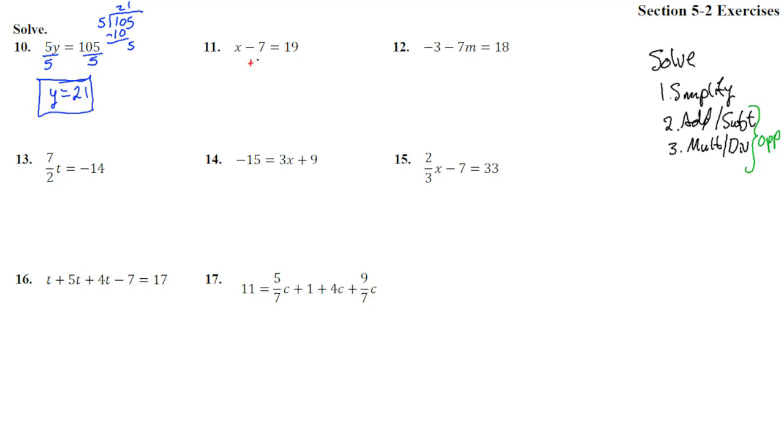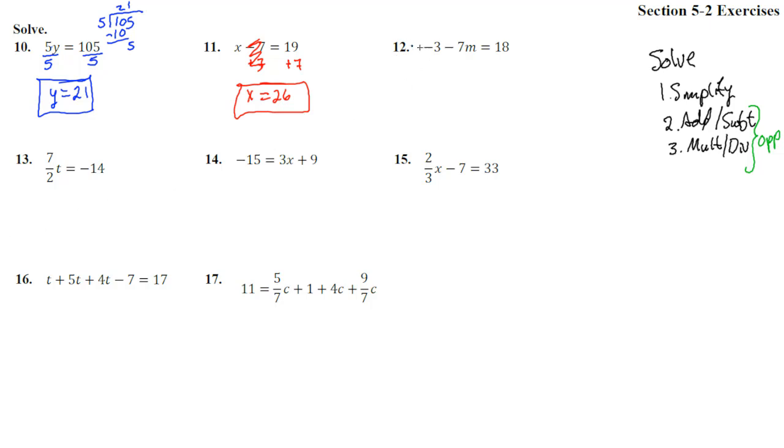Okay, number 11, x minus 7 equals 19. Notice, let's get rid of that 7. It's subtract, so we do the opposite of it. Add 7 to both sides, and we end up with x equals 19 plus 7 is 26. These are inverses. Go away. Got it. X equals 26.